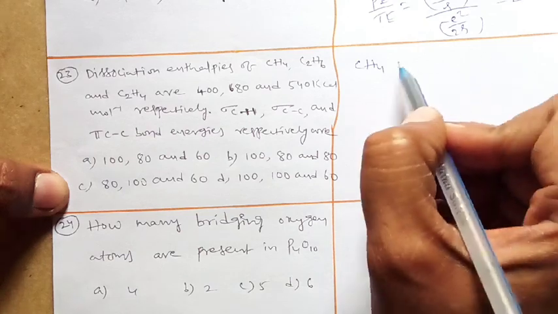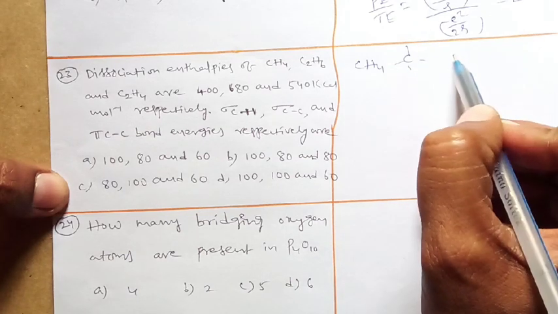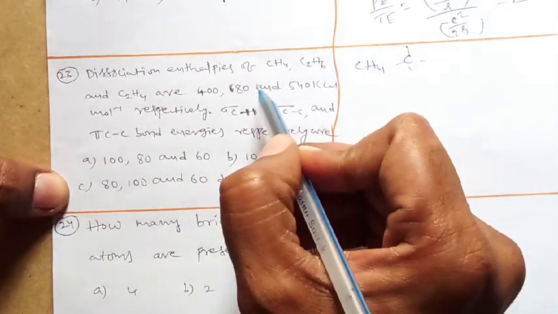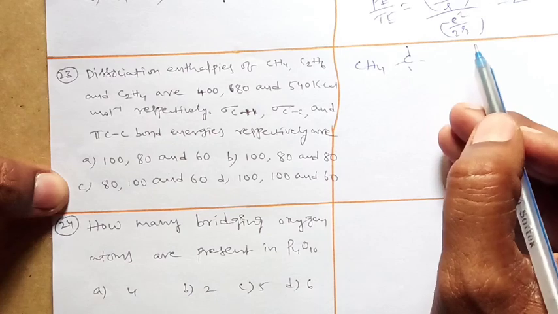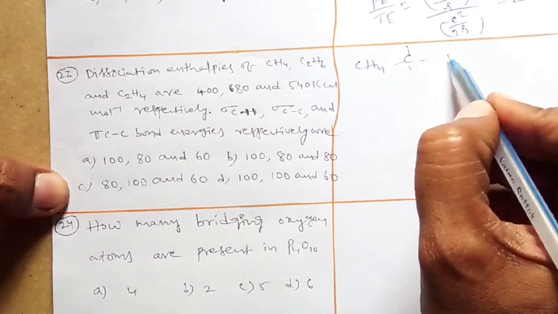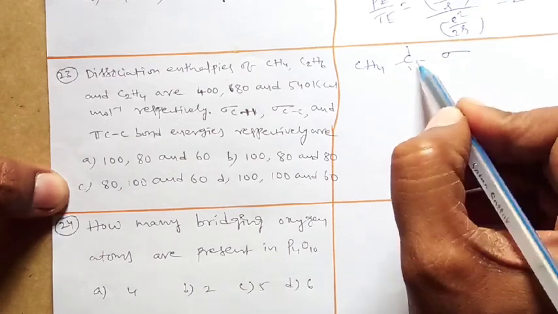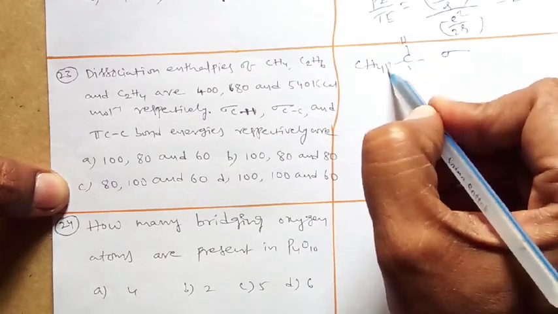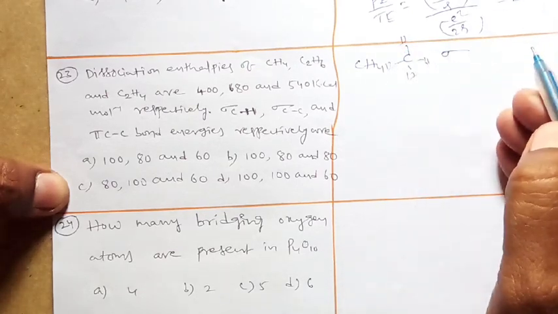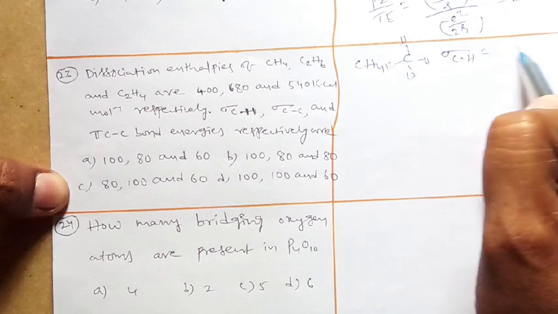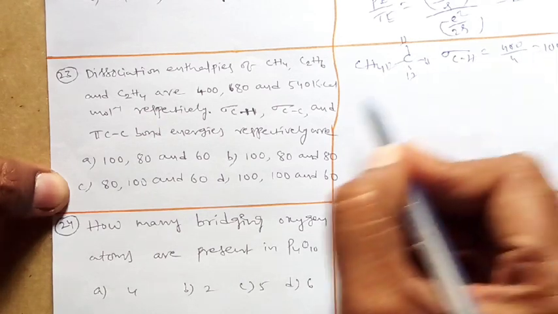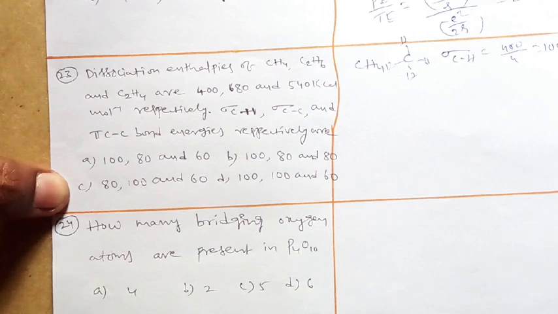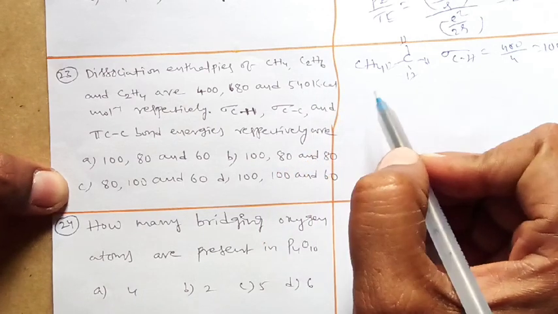For example, CH4. In CH4, how many C-H bonds are there? 4 C-H bonds. Total dissociation energy of 400 kilocalories per mole is given. All C-H bonds are sigma bonds only, no? So 1 C-H bond is 400 by 4, which gives 100 kilocalorie per mole. Is it clear?